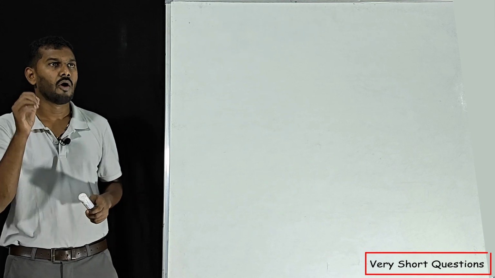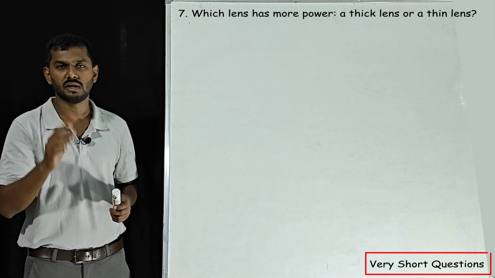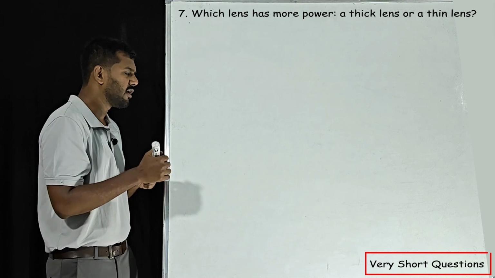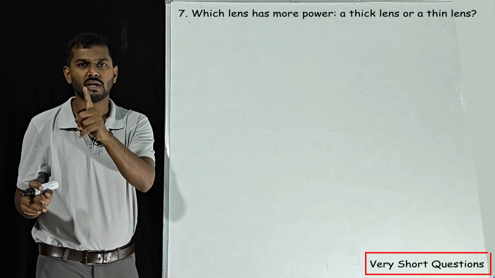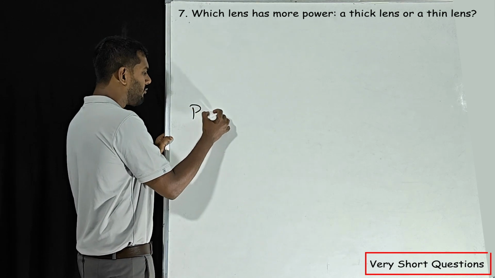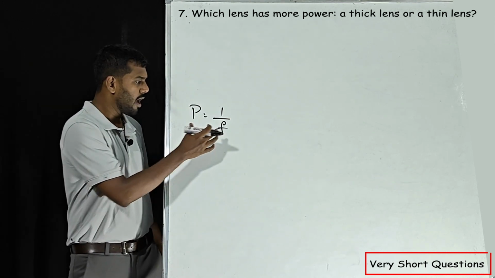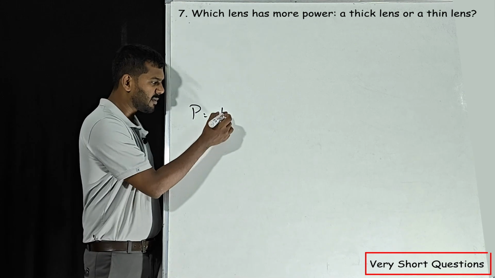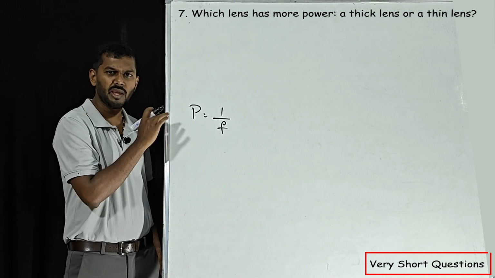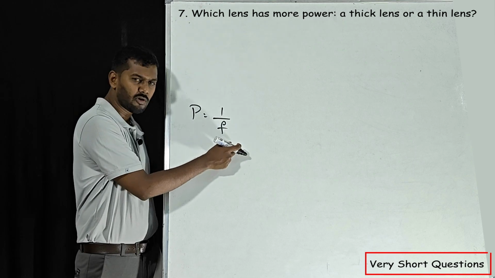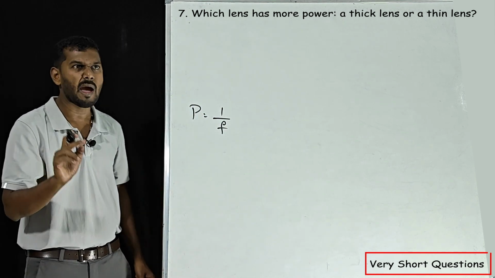Our next question. Which lens has more power? A thicker lens or thinner lens? Okay, very simple question. See, whenever they ask any question about power, it is always related to focal length because power is only related to focal length. See, we know if the focal length is maximum, power will be minimum. If the focal length is minimum, then the power will be maximum, correct.